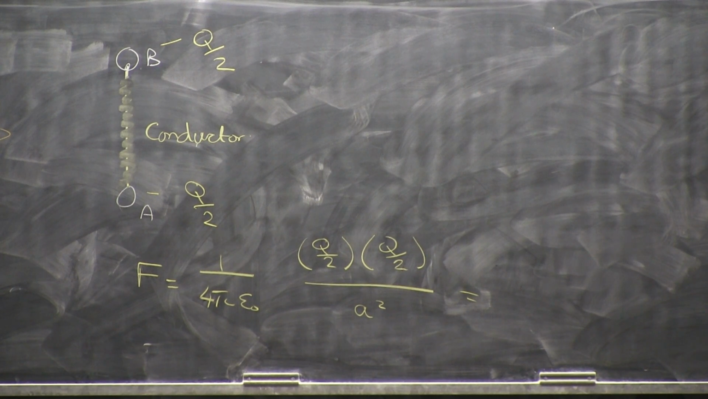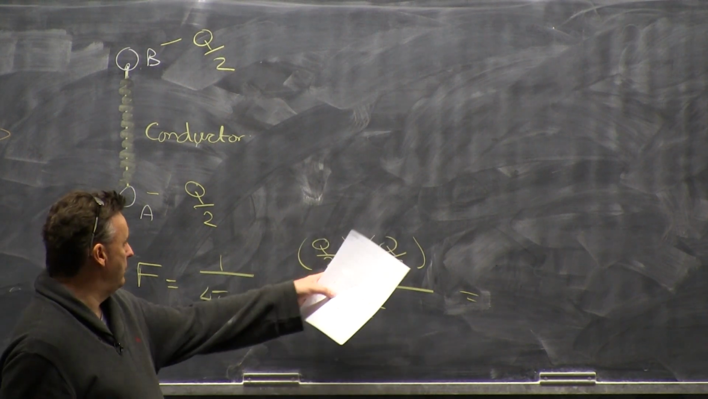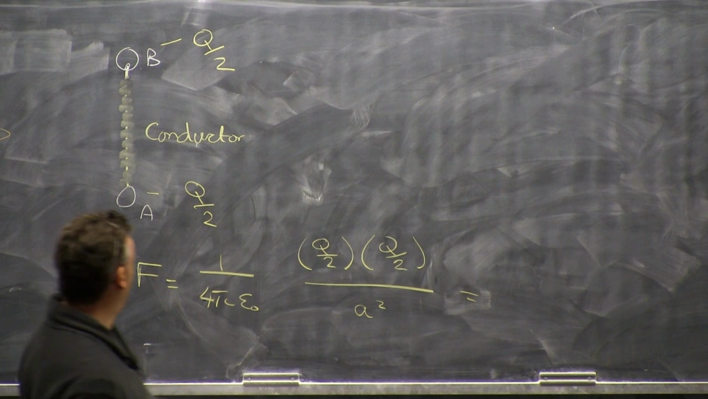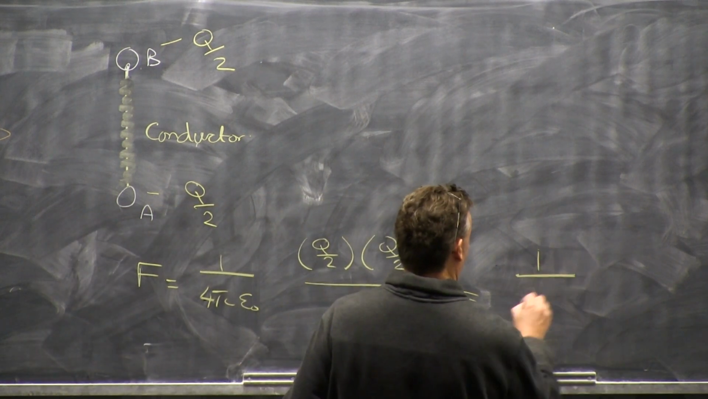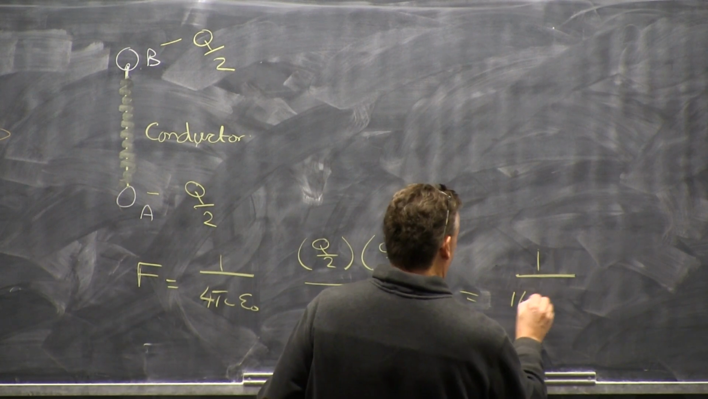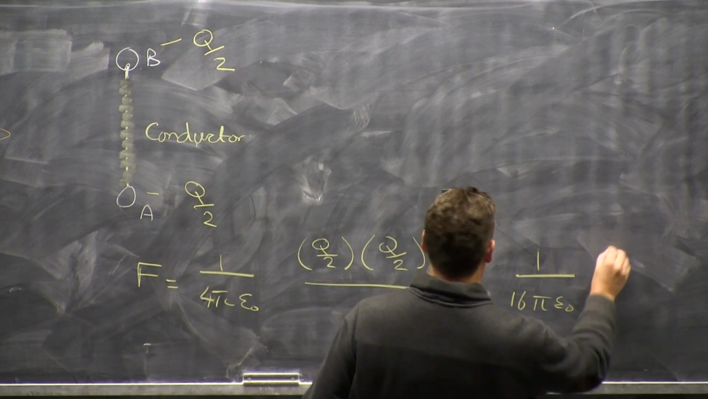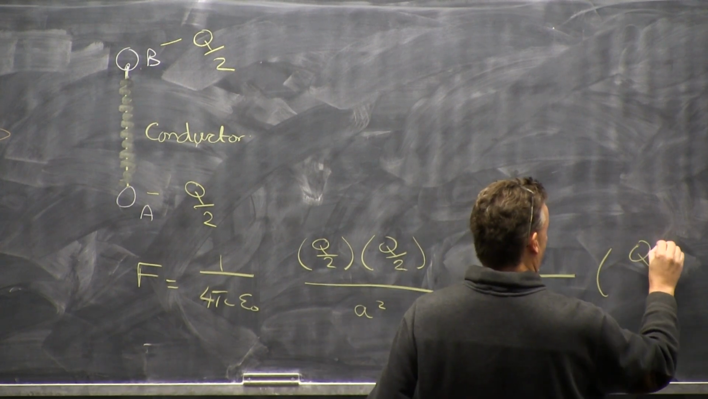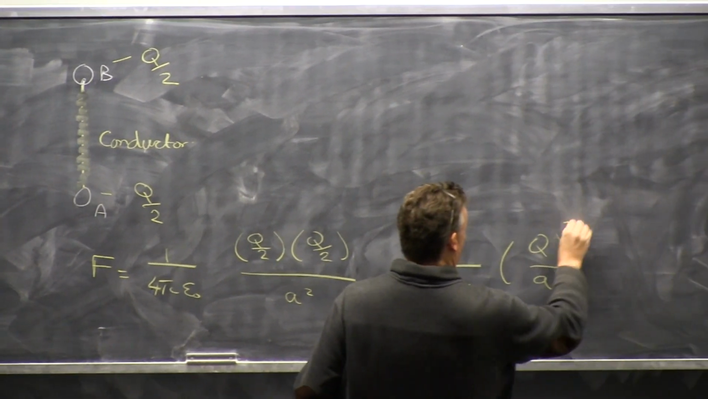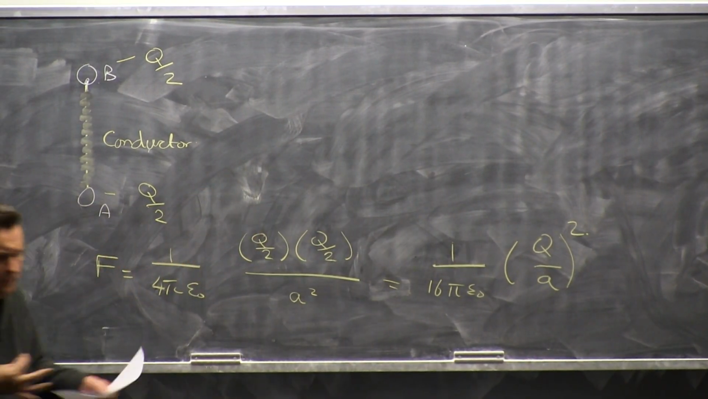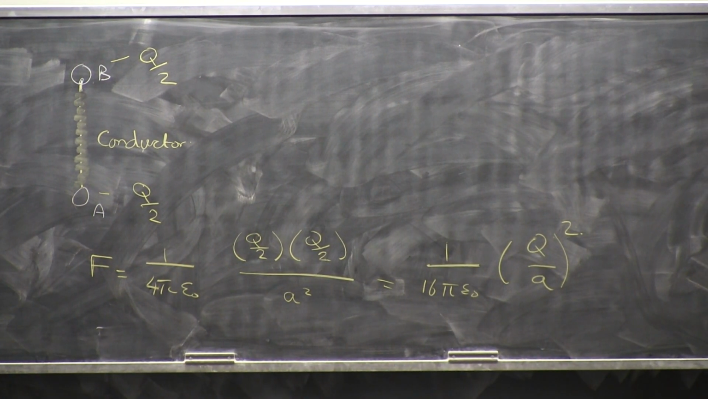So you can rearrange that bit. 2 times 2 there is 4. That's over, so that becomes 16. So that would be 1 over 16 pi epsilon naught, Q over A all squared. So you can begin to derive an expression for what the force between those 2 points is.